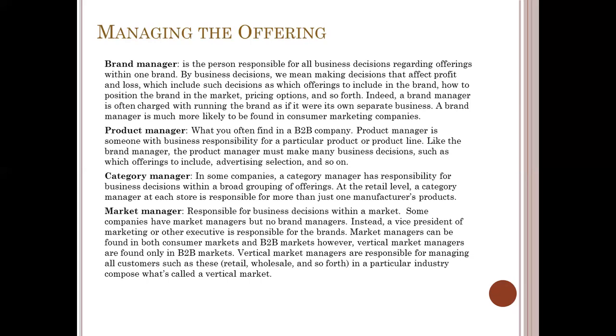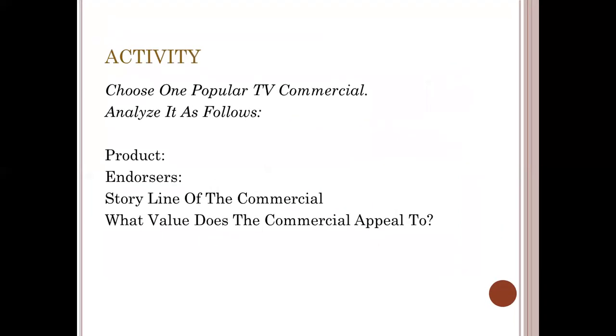So for your activity, we have two activities, activity 1 and activity 2. I will just require you to answer activity 1, and it is an essay type, and only answer number 4. So choose one popular TV commercial and analyze it as follows. What is the product, who are the endorsers, what is the storyline of the commercial, and what value does the commercial appeal to? That is the only activity for week 5.